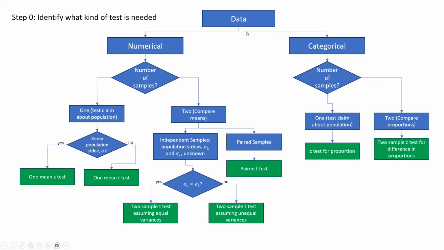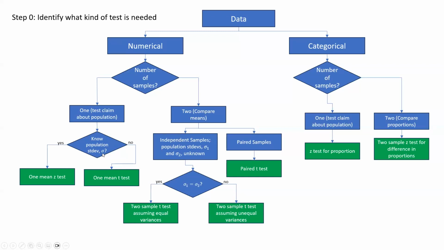So I put together this flow chart. If you have data, you're going to decide if it's numerical or categorical. And then you want to know how many samples you have. So let's start with going down the numerical side. If it's 1, so you're testing a claim about a population, and you know the standard deviation sigma, then it's a 1 mean z-test. And this is the one I told you is kind of, we covered this one. This is the one that I said is rare for this to happen.